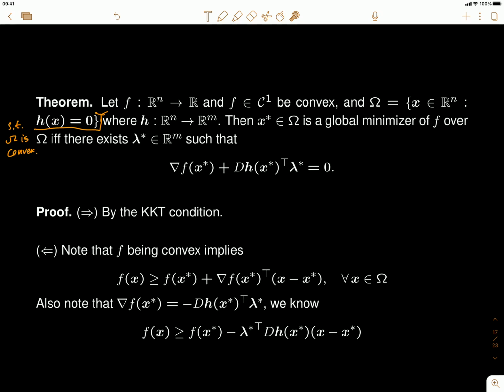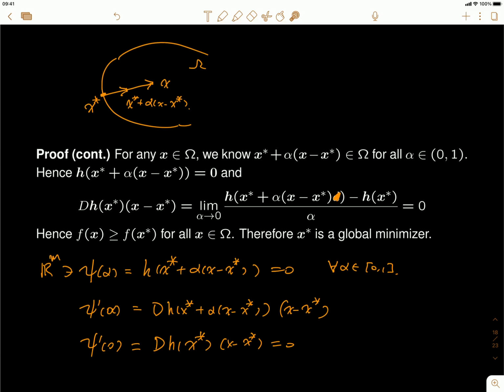Well, when it is equal to 0, this term is just equal to 0, then f of x must be greater than or equal to this, since this side is just equal to f of x star. And that means x star is a global minimizer. And that finishes the proof.